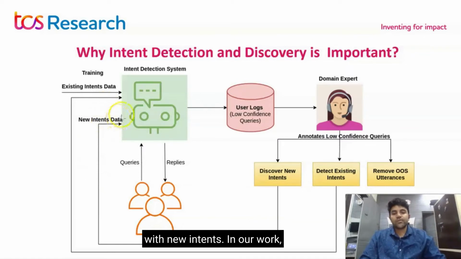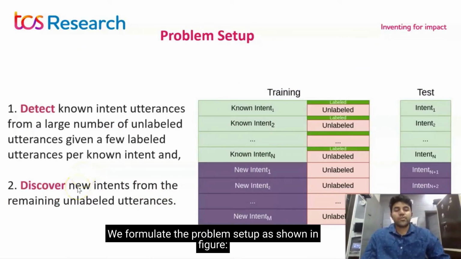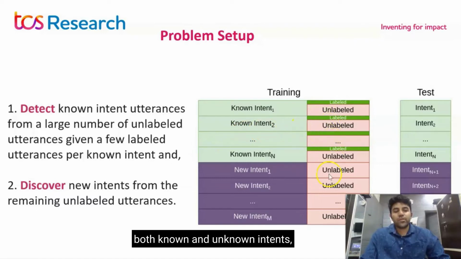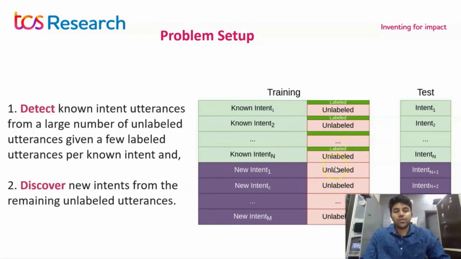And retrain the model with new intents. So in our work, we propose both a fully automated and semi-automated system for annotating user logs with significantly less human effort. We formulate the problem setup as shown in the figure. Given very few labeled utterances from known intents and a large volume of unlabeled utterances from both known and unknown intents, the idea is to classify or cluster the unlabeled data from both known and unknown intents.